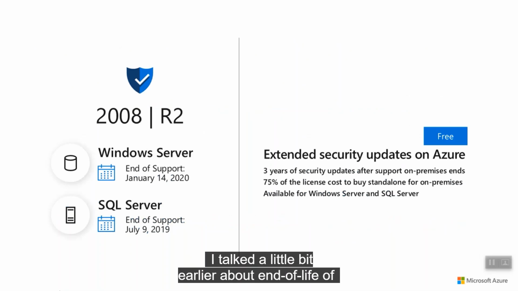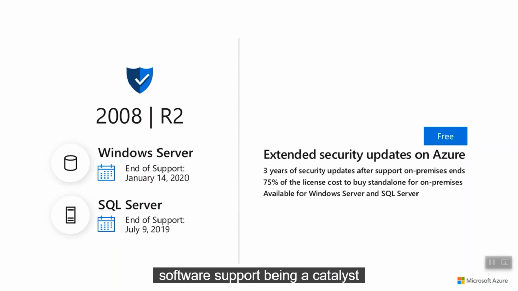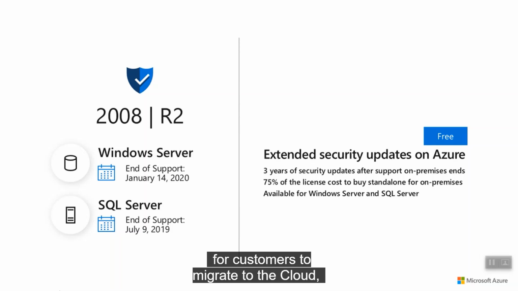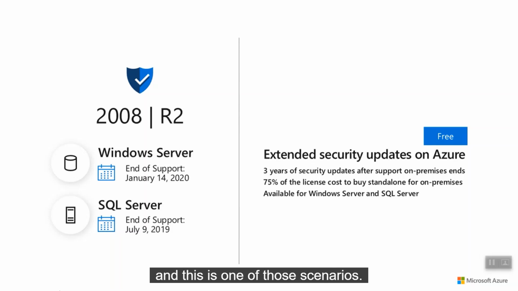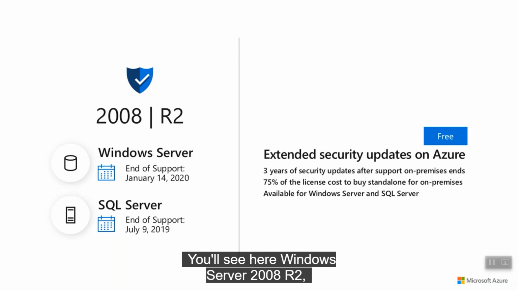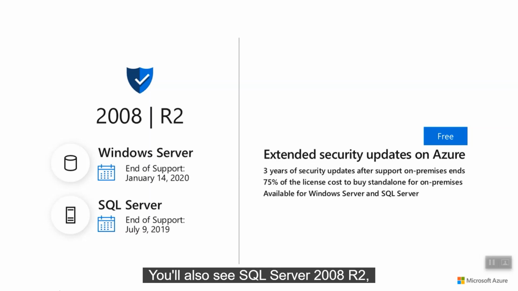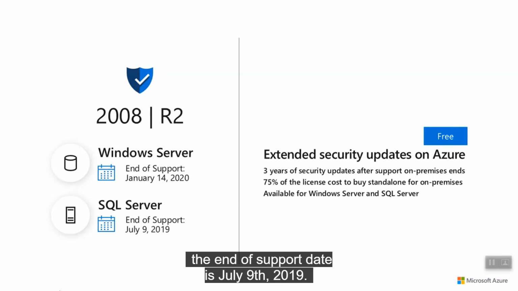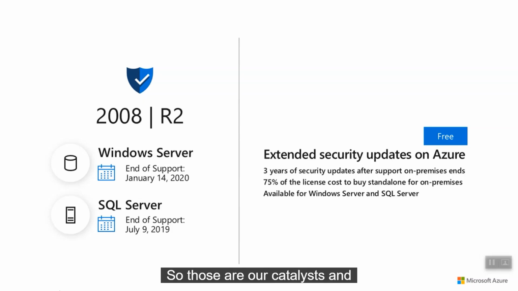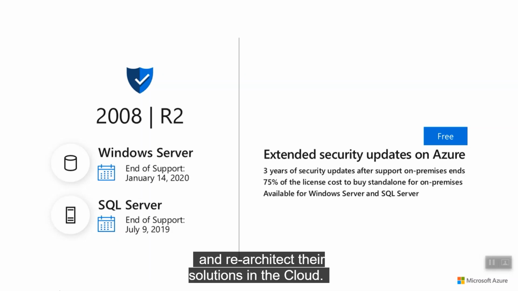I talked a little bit earlier about end of life of software support being a catalyst for customers to migrate to the cloud. And this is one of those scenarios. You'll see here Windows Server 2008 R2. End of support date is January 14th, 2020. You'll also see SQL Server 2008 R2. The end of support date is July 9th, 2019. So those are catalysts and reasons customers maybe rehost and re-architect their solutions in the cloud.